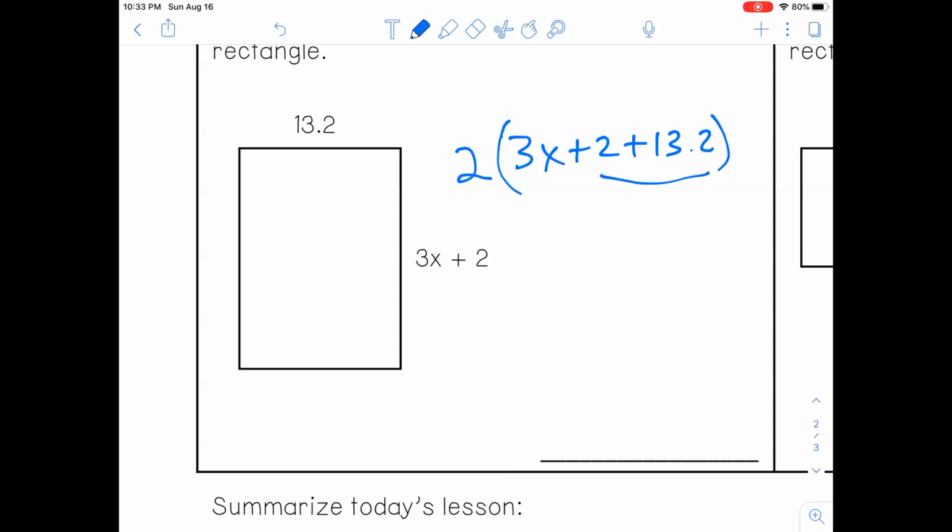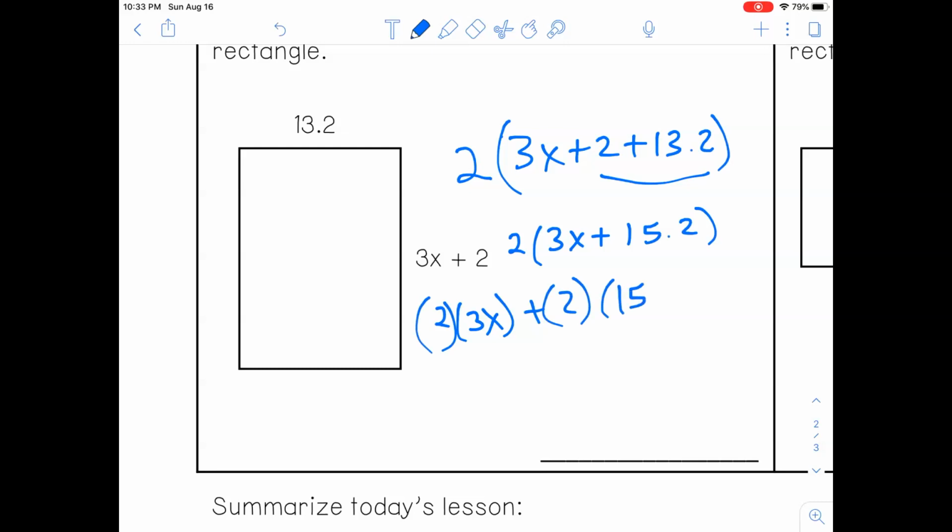Now, I would recommend simplifying inside here first just to make it easier. So let's do 2 times 3x plus 15.2. And then we can distribute our 2. 2 times 3x plus 2 times 15.2. And that will give us 6x plus 30.4. And then we're done with that.